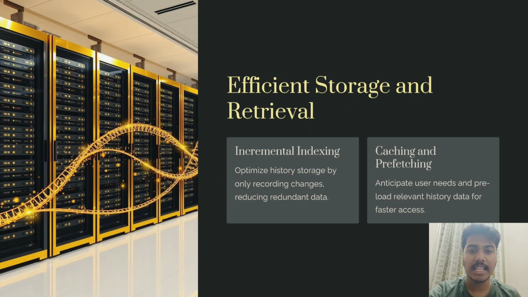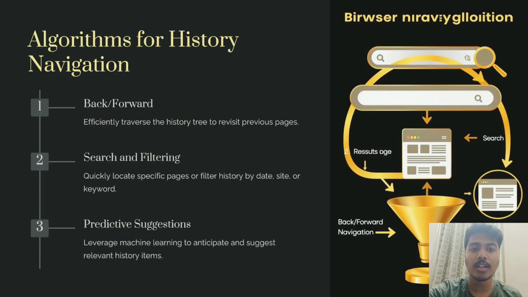Now we'll discuss efficient storage and retrieval. The first thing is incremental indexing, which optimizes history storage by only recording changes, reducing redundant data. Then caching and prefetching anticipate user needs and preload relevant history data for faster access.